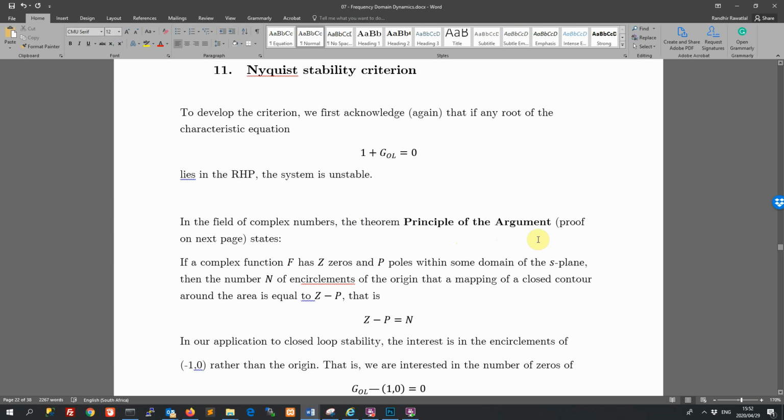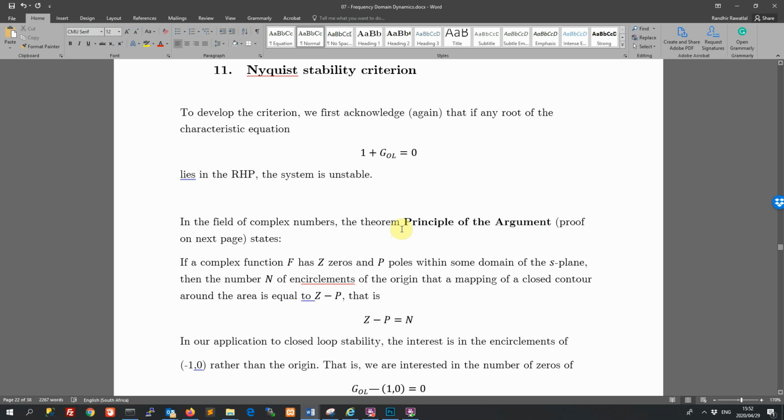So according to this theorem, if you have some complex function f, and if it has z zeros and p poles in some domain of the S-plane, then the number of encirclements of the origin of that function f, the number of encirclements that it will exhibit, will equal the number of zeros minus the number of poles. So once more, according to the principle of the argument, and we are going to look at the proof of that. That's another quite visual, easy to understand proof.